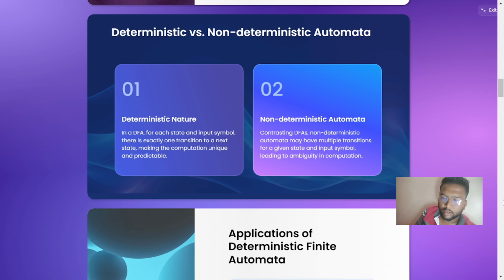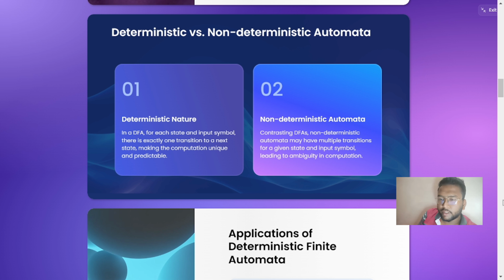In non-deterministic automaton, contrasting DFAs, non-deterministic automata may have multiple transitions for a given state and input symbol, leading to ambiguity in computation. What happens is, in DFA there are a fixed number of transitions and states. In non-deterministic automaton, there is no fixed number of states or input symbols, which leads to ambiguity in computation.